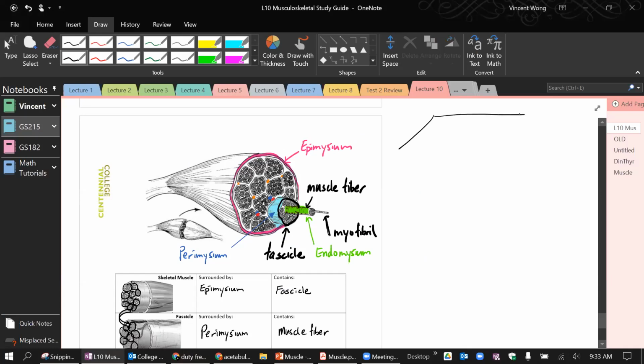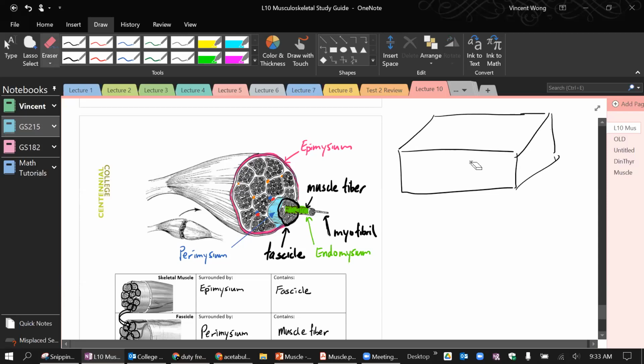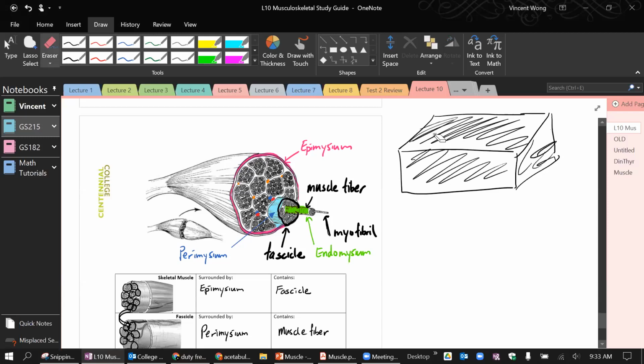So when you go to duty free at the border, at Niagara Falls or something, you can buy a huge pack of these cigarettes, right? A whole box of it. And he said the whole box is like the muscle. And you know how they're surrounded by the shrink wrap, right? There's a shrink wrap that goes on top of it. So the shrink wrap is like the epimysium surrounding the entire muscle.